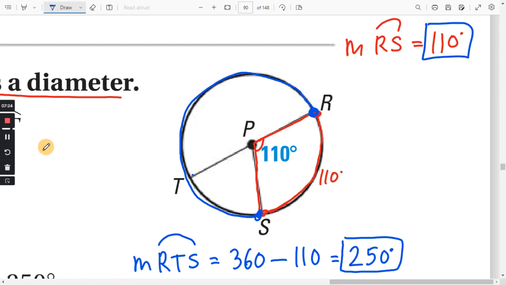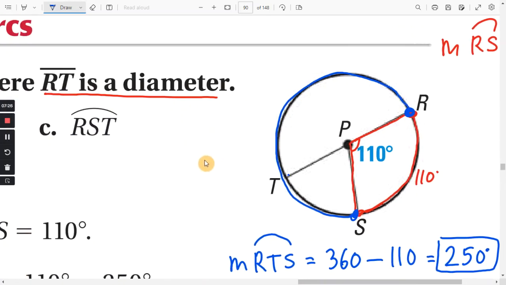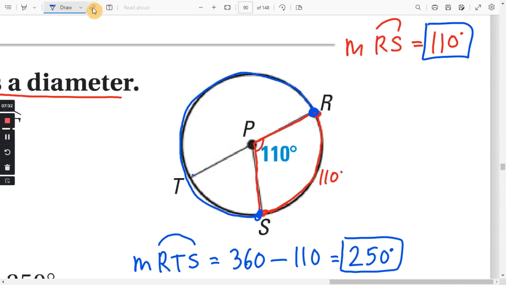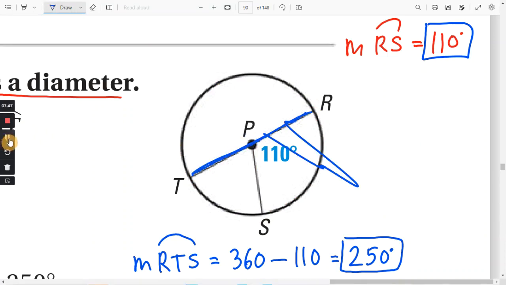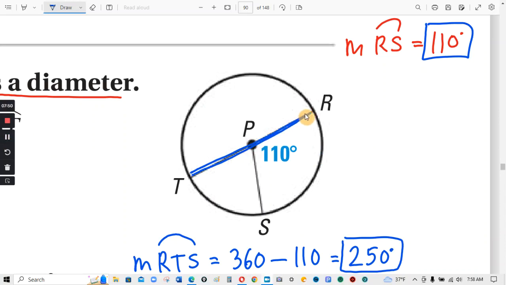All right. Last one is going to be RST. Let me erase what we have here. And I'm going to go from R to S to T. Now, they said RT right here. They said RT is a diameter.